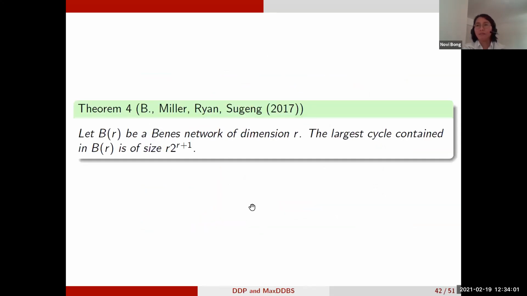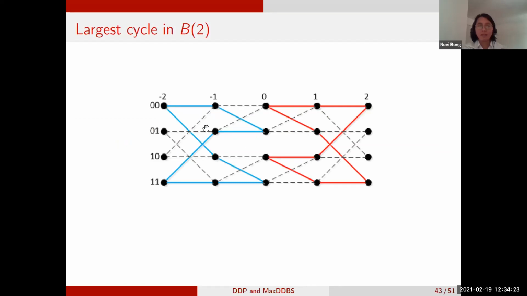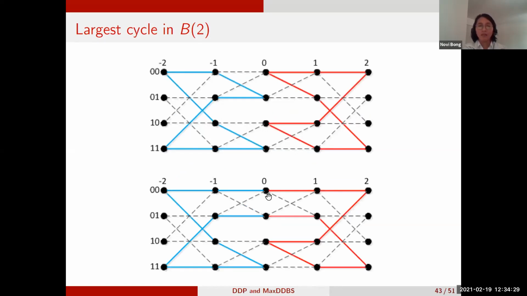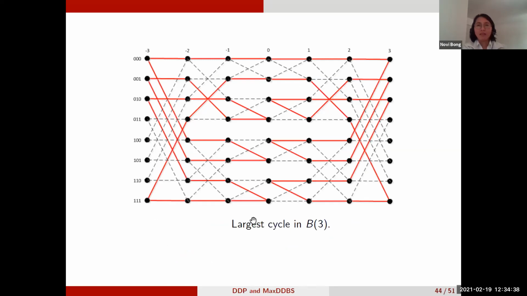Then for the maximum degree 2, the largest cycle that we can get is 2 to the power of R plus 1. The way we construct it, we just combine the two largest cycles that we can get from the butterfly network. And then this is about the largest cycle that you can get in the butterfly network, 2 of them. And then we join them here so that we get the largest cycles in the bands network. So this is the largest cycle that we construct for the 3 dimension.